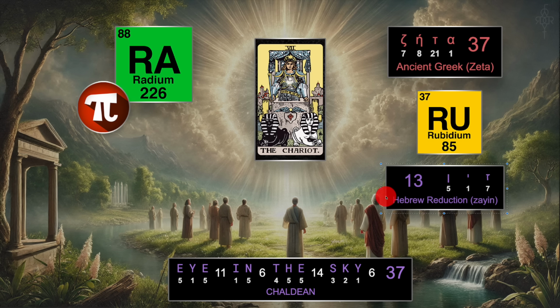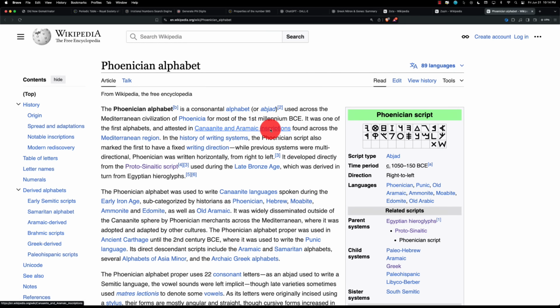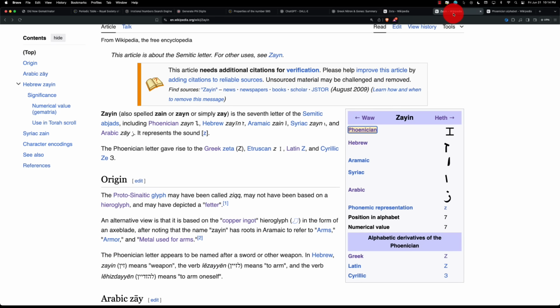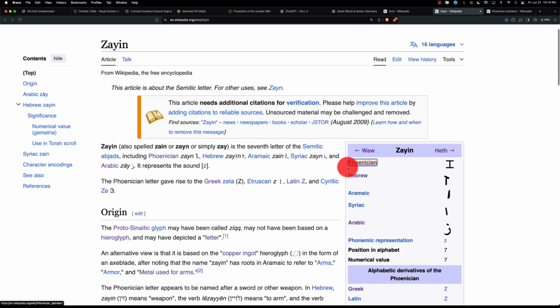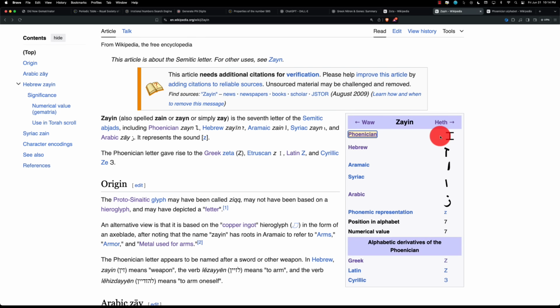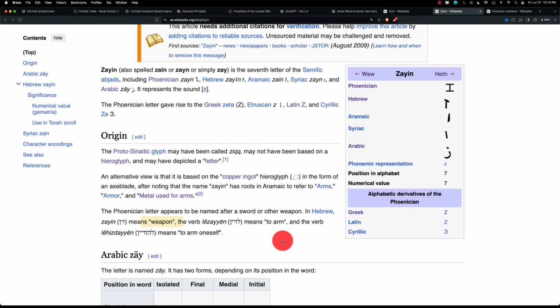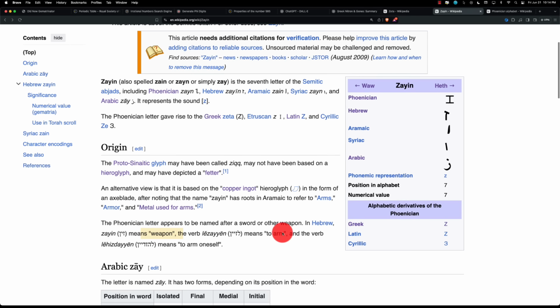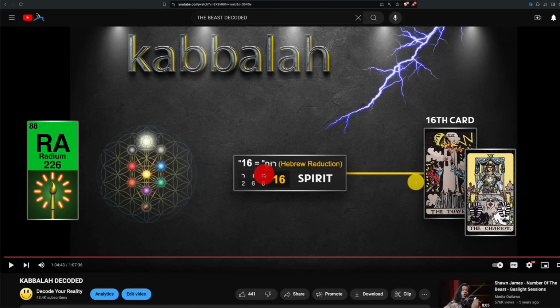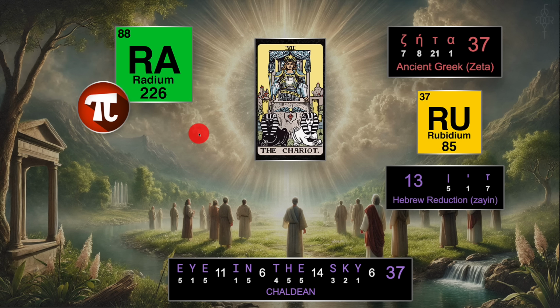Death. Zayin. When you look at this, you go back to the Phoenician. Now, check this out, folks. Here is Zayin for Hebrew. You notice that the origin is from the Phoenician, and there's the eye of God. Eye. Right? But what is it from the Phoenician? It means weapon. Folks, when we have the destruction going on. Weapon. Ra is evil. I make peace and create evil. Well, there you go. Death, Zayin, 37, eye in the sky.